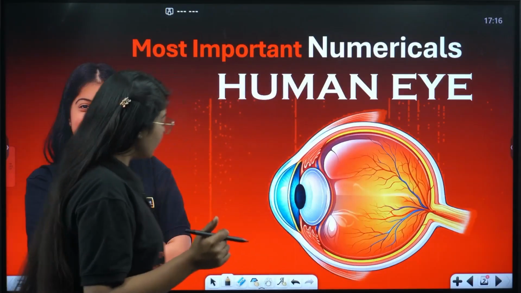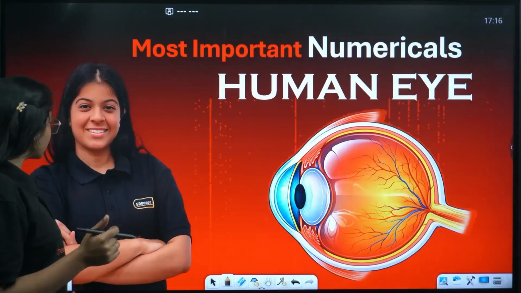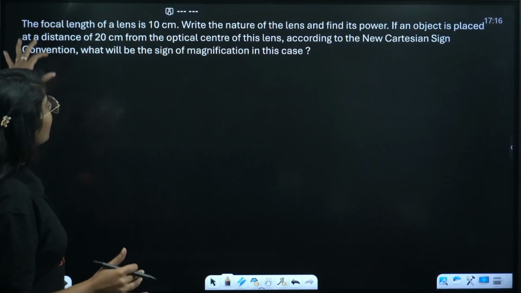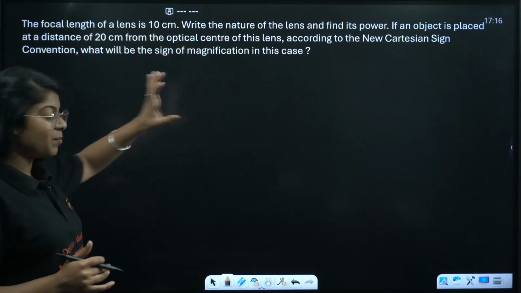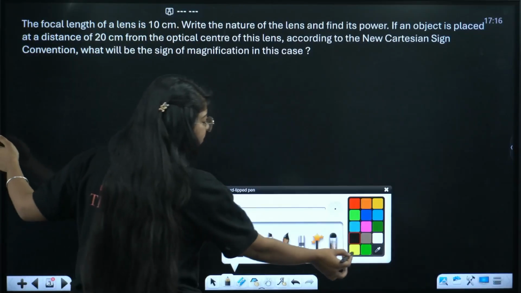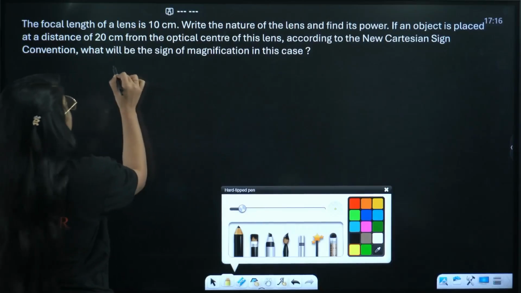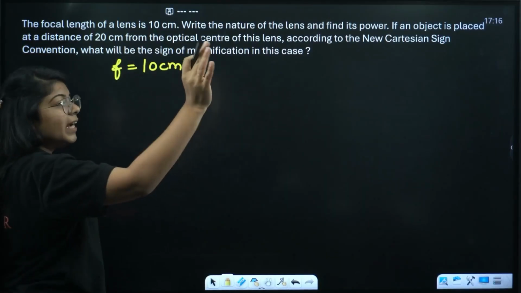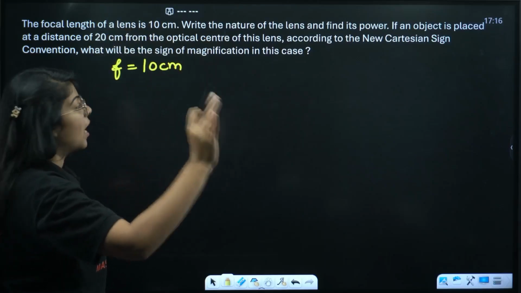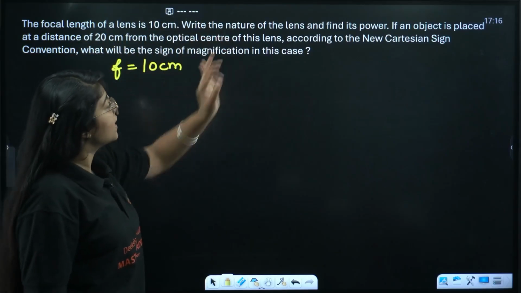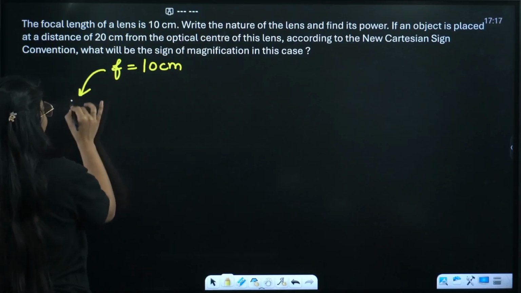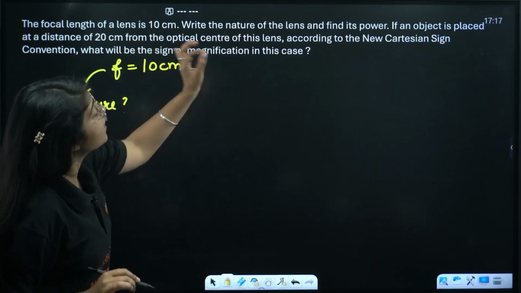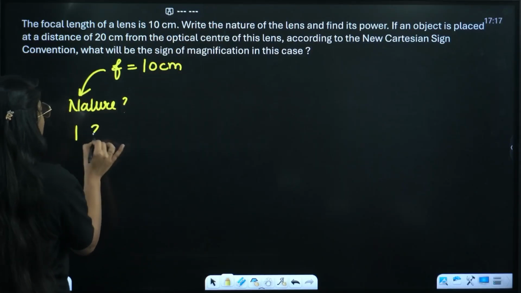Okay, let's start with the very first question, and let's read it carefully. The focal length of a lens is 10 centimeter. So what is given? A focal length of some lens is given. So we'll just simply write focal length of the lens is 10 centimeter. As we read, we write our one funda. Write the nature of the lens. What is the nature of the lens? We have to find the nature of the lens and find its power. We also have to find its power.